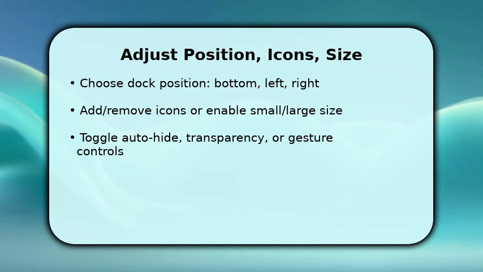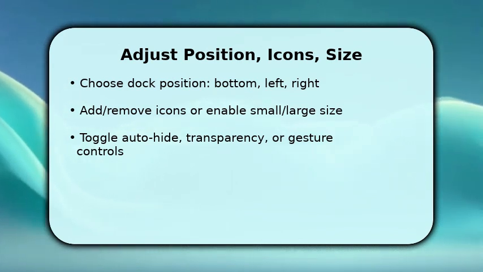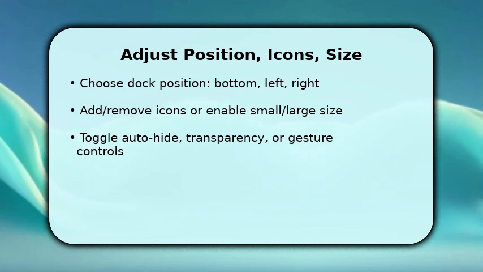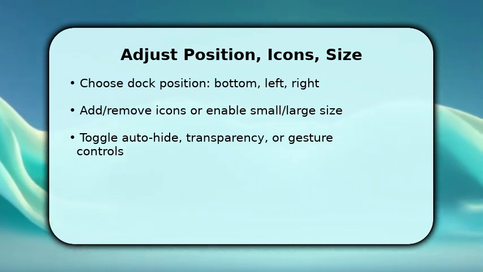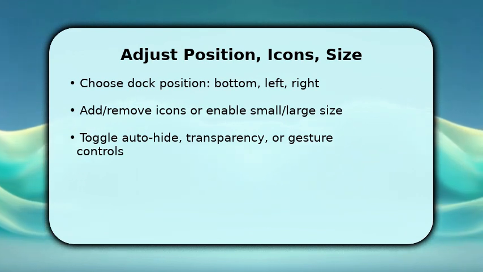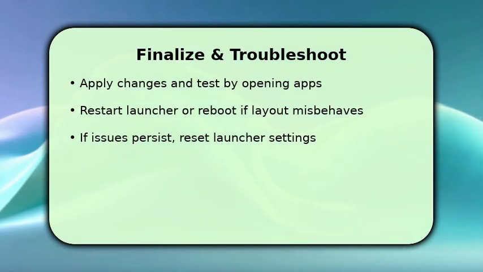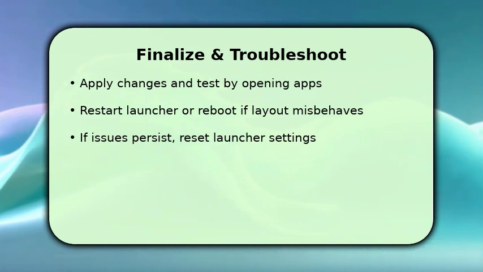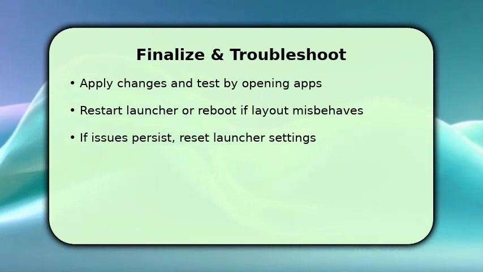Once done, switch on auto hide or adjust transparency to reduce clutter. If gestures replace buttons, enable and test them. These steps let you balance visibility with reachable controls for smoother daily use. Finish by applying your changes and testing the taskbar across several apps to confirm consistent behavior.